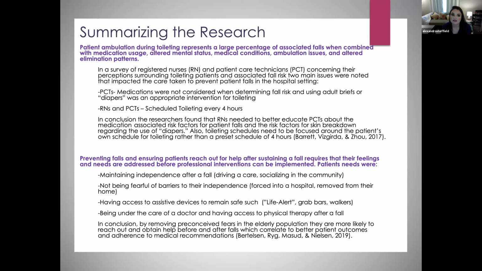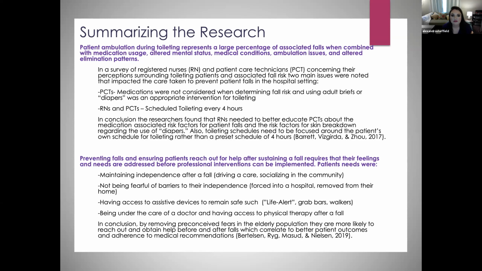Patient care technicians, when surveyed, said that medications were not considered when determining fall risk, and using adult briefs or diapers was an appropriate intervention for toileting. When surveying RNs and patient care technicians, they said that scheduled toileting every 4 hours was an appropriate time frame for toileting patients on a schedule.